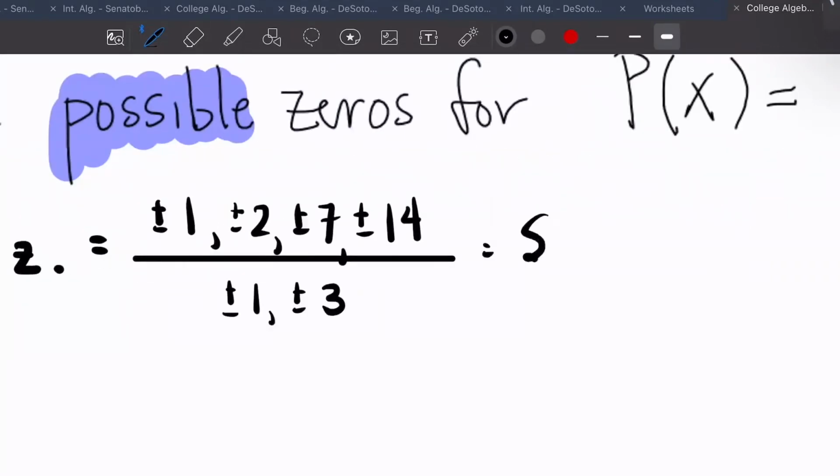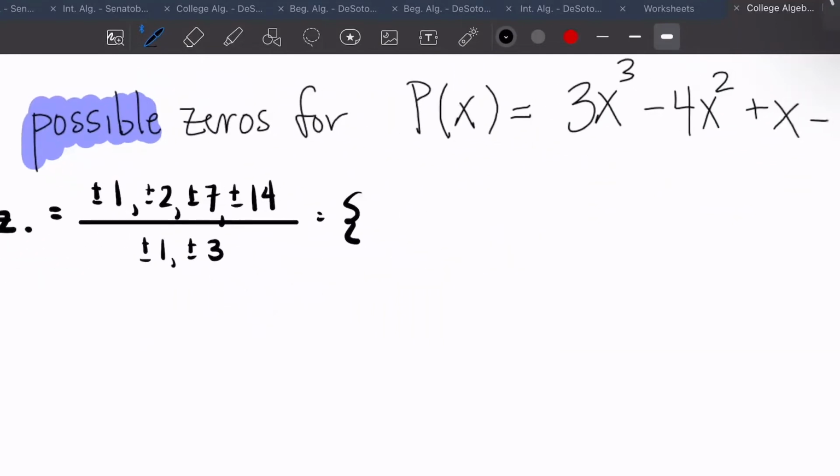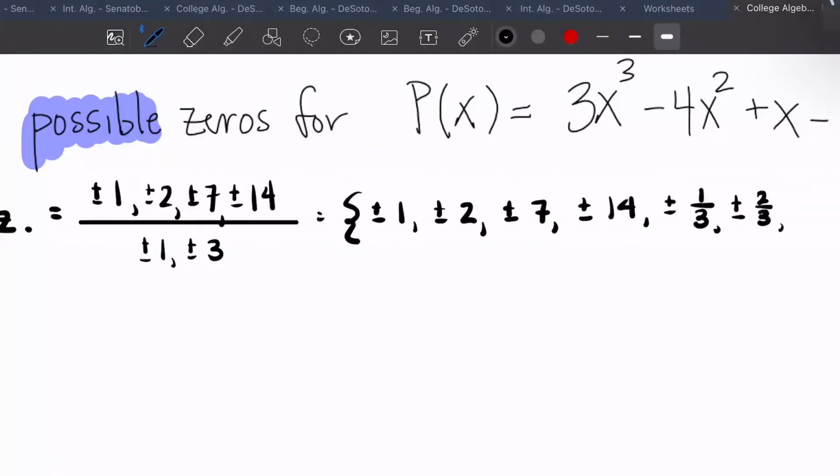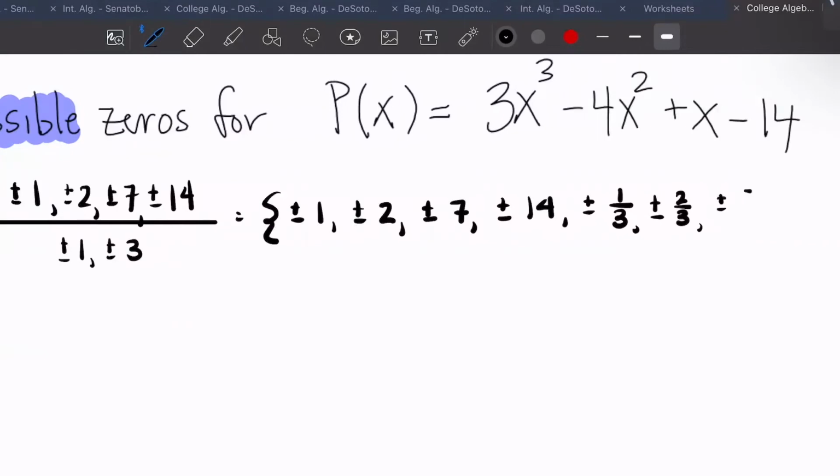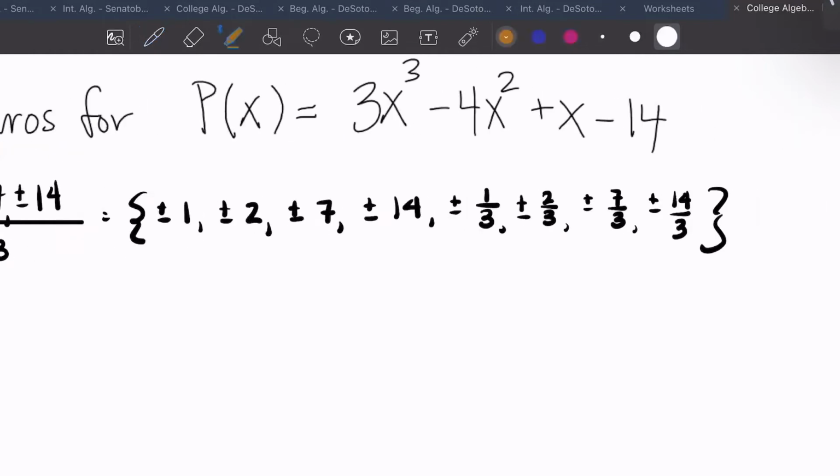So now I make my list. I'm going to put all of my numerators over 1 and then all of them over 3. So I get plus or minus 1, plus or minus 2, plus or minus 7, plus or minus 14. That was all of them over 1, which is just your numerator again. Then I'm going to put them all over 3: plus or minus 1/3, plus or minus 2/3, plus or minus 7/3, plus or minus 14/3. Okay, and that is our list.